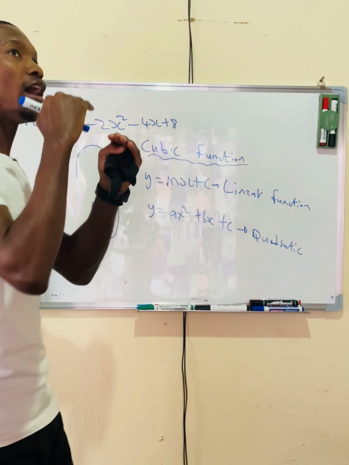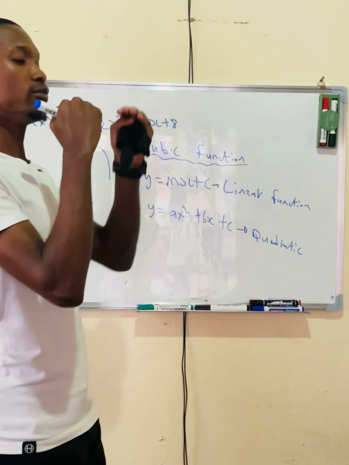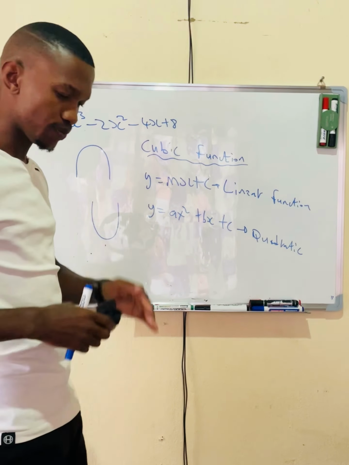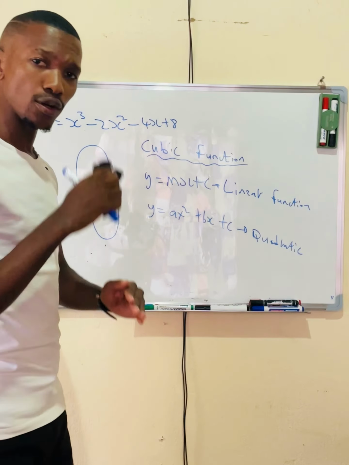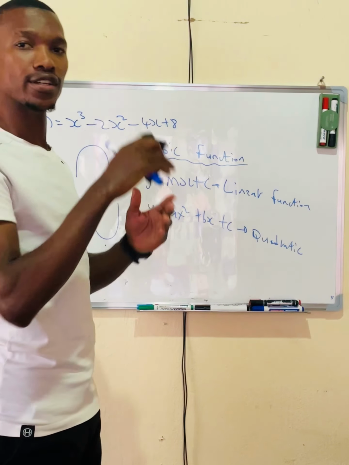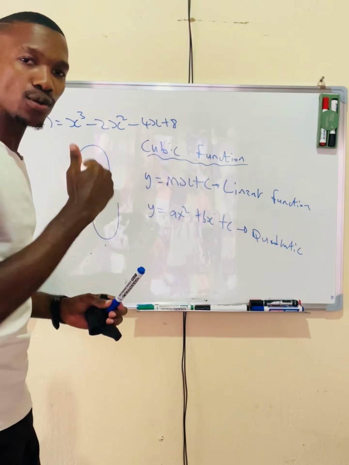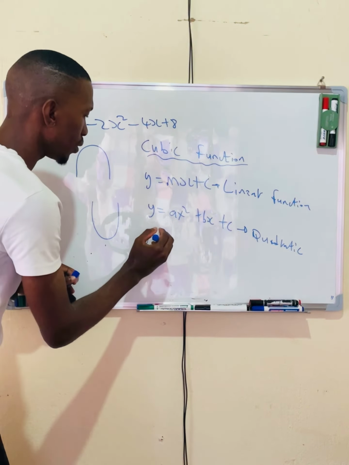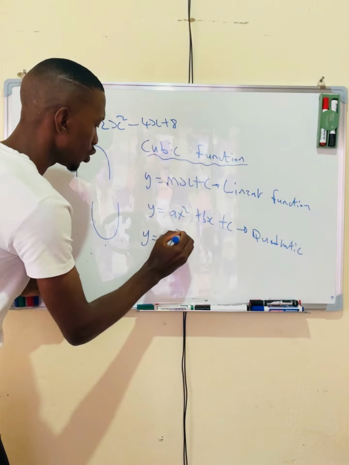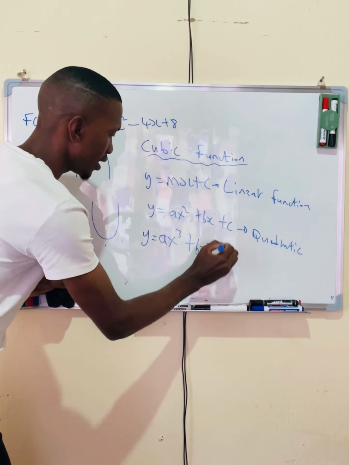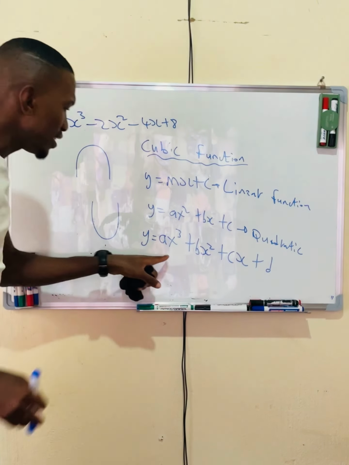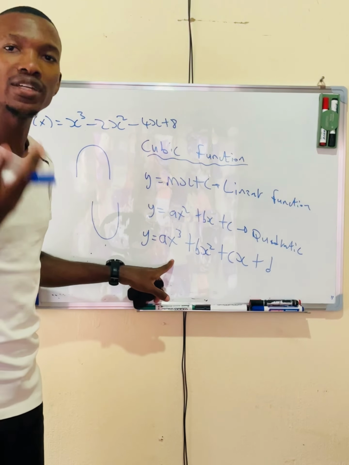So now we are going from one level to another. It's like stepping from the ground floor to the first floor, and now to the second floor. That is also how these functions are. So now we're going to the cubic. The cubic is the one that deals with ax cubed plus bx squared plus cx plus d. This is the equation of a cubic function.